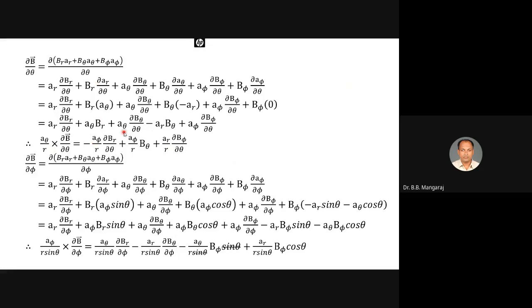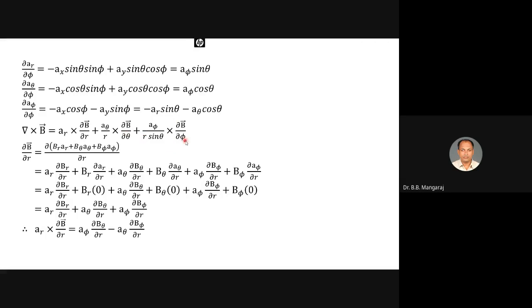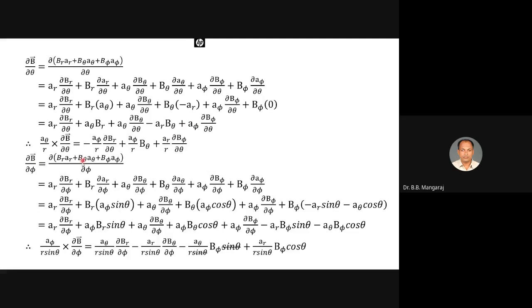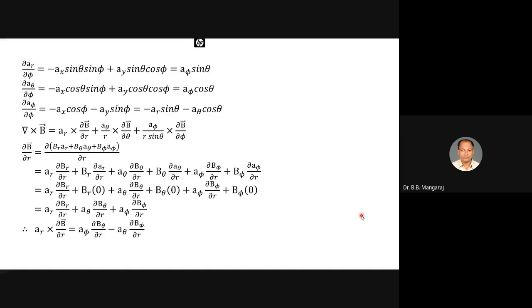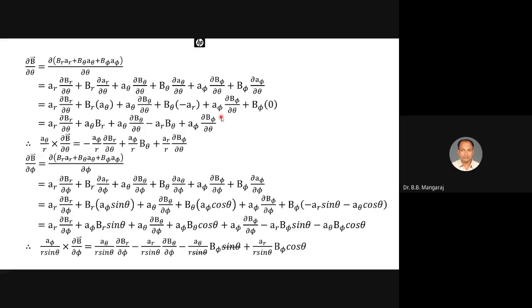So the second cross product is over. The third cross product is here, del B by del phi and A phi by r sin theta. So let us find it first. That del B by del phi is here. The terms are there, 6 terms are here, and these are del A r by del phi is A phi sin theta, del A theta by del phi is A phi cos theta, del A phi by del phi is minus A r sin theta minus A theta. This we have already seen here. Now this we have, so we got here 2 terms, so total 7 terms.